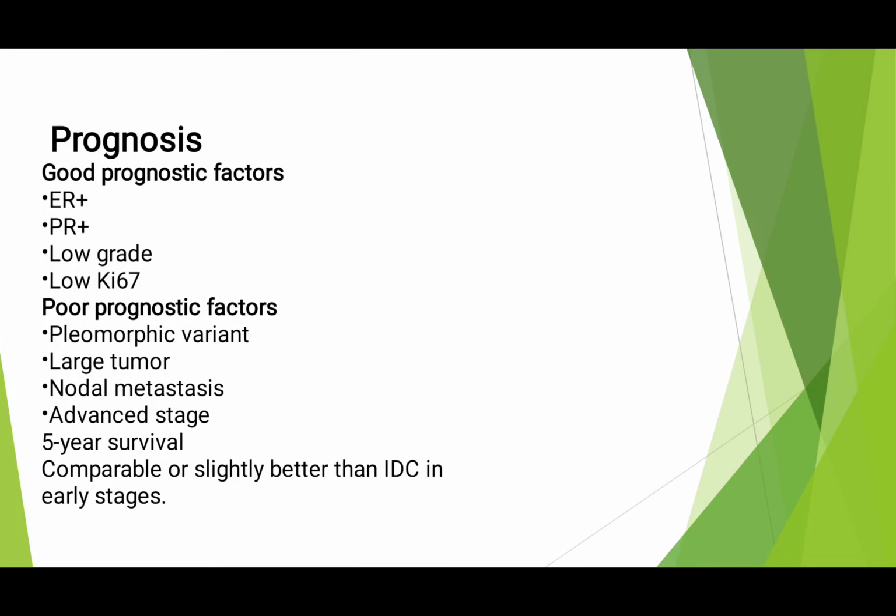Next, coming to the prognosis. There are good prognostic factors and poor prognostic factors. Next, we will look at the good prognostic factors. If ER positive is present, then there is a good chance of a good prognosis. Next, if PR positive is there, also good prognosis is present. Then low grade, then low Ki67, then also good prognosis is there.